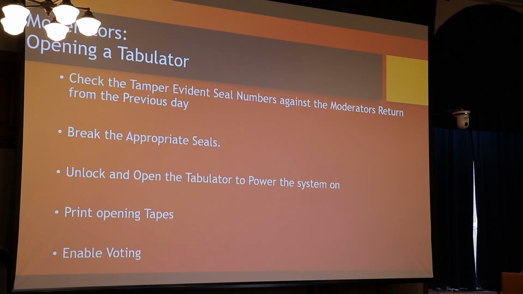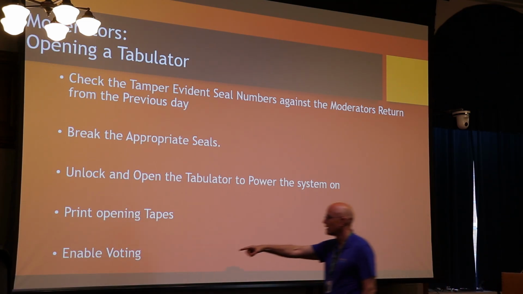So we're going to check all 6 tamper evidence seals. We're going to break the seals that we need to. To open the case, you have to break a seal. The auxiliary bin has a seal on it. We're going to break that so that we can start putting our tapes in. And then we're going to unlock and open the tabulator to power the system on. It should power on as soon as we open it. When it powers on, it'll look like this.